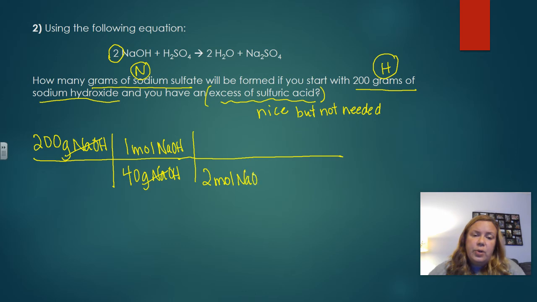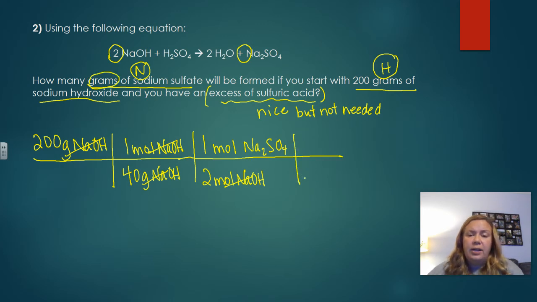So for every 2 moles of sodium hydroxide, I'm going to need, I don't have anything written in front of my sodium sulfate, so it's just 1 mole. It's understood 1 mole. I'm going to need 1 mole of sodium sulfate. Now my moles of sodium hydroxide cancel, and I'm in moles of sodium sulfate if I would solve right now.